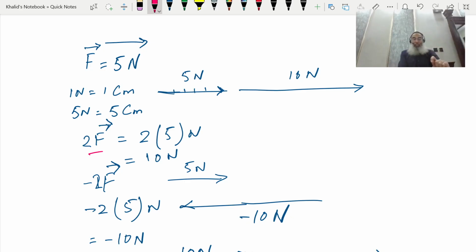But if we multiply it by a negative number, what will change actually? The line of action? No. Magnitude? Yes. Magnitude will change because 2 multiplied by 5 is 10. But another thing will also change, and that is the sense. Now, sense is the opposite direction. If this one is pointing to the right, then this force is pointing to the left. It's the only difference when I multiply by a negative number.